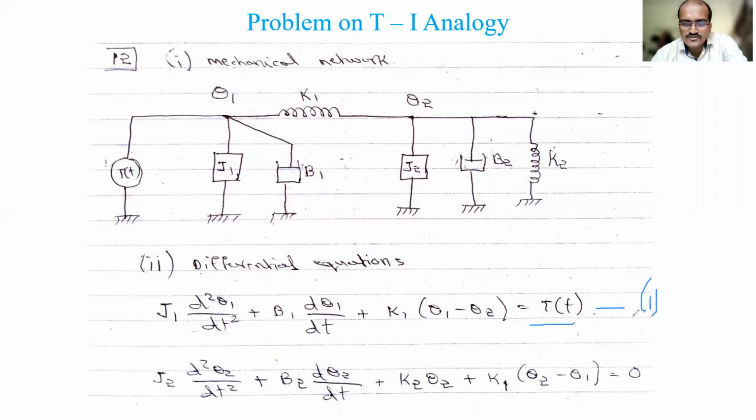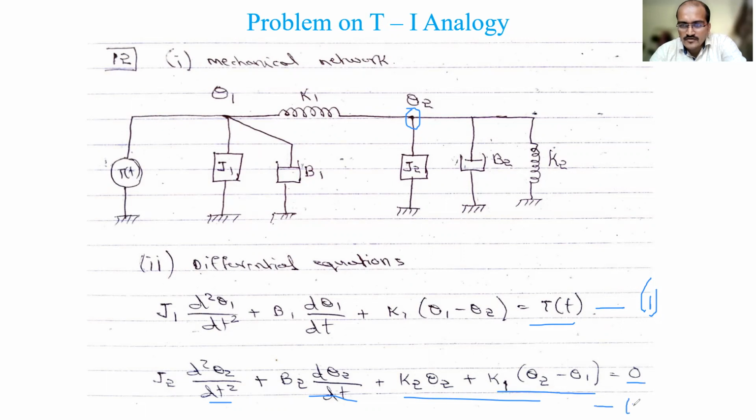Since only two nodes are there, you will have two equations. Coming to the second one, at theta 2 you have the J2 term: J2 d square theta 2 by dt square plus B2 d theta 2 by dt. Then K2 is the self element, K2 theta 2. And the mutual term also you have to consider, so don't forget it in a hurry: K1 (theta 2 minus theta 1). There is no torque applied here, so it is equal to 0.